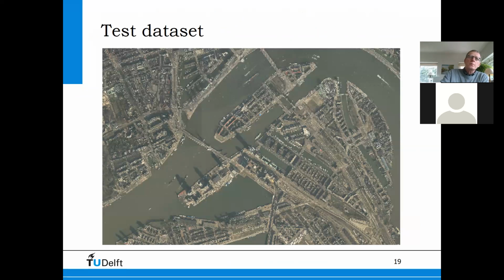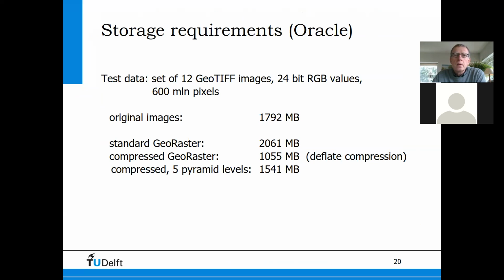Okay, this was some sample data, an image of Rotterdam, high resolution image. 12 GeoTIFF images with 24-bit RGB, 600 million pixels in total, and the original data size was a little less than 2 gigabytes. It's a small area. It's not the whole Netherlands. It's just a part of Rotterdam.